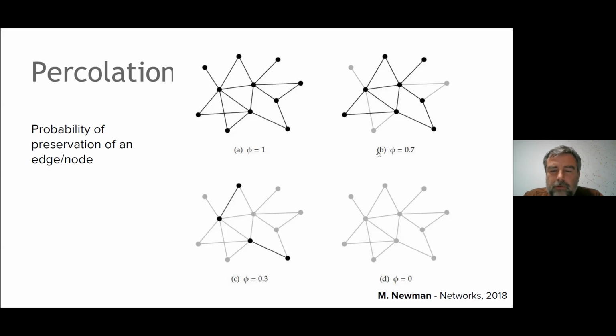With some high probability. So first of all, the picture on the left is phi equals 1. The second one is phi equals 0.7. So 30% of the nodes are discarded, and you just get the remaining nodes and edges. And 0.3 means you leave only 30% of the nodes, and phi equals 0 means everybody is immunized and nothing is happening. And you're looking at what happens with the graph.